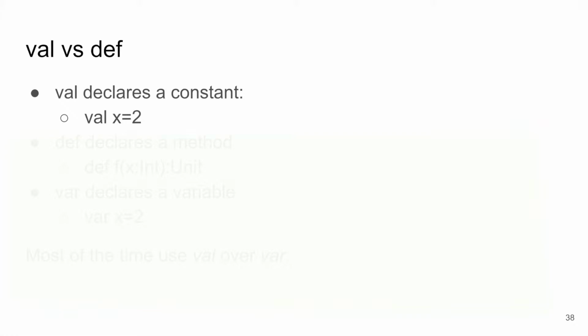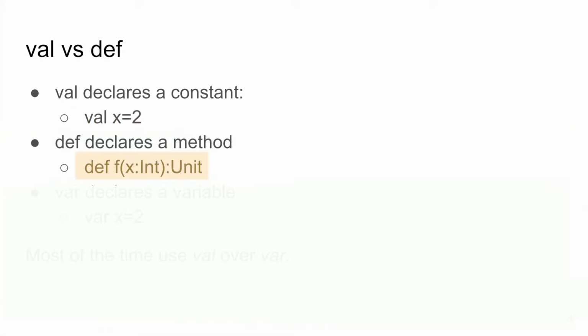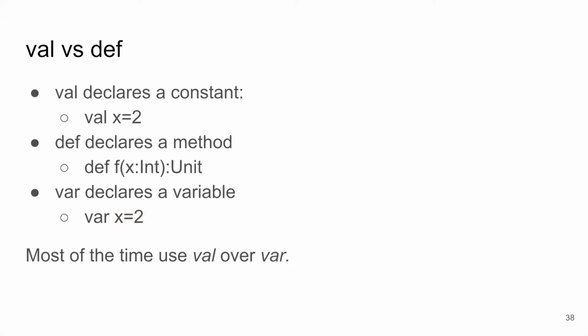Here are the differences between vals and defs. You declare a constant value using val, a method using def, and a variable using var. Most of the time you can use val over var. However, there will be times where performance is critical and you may choose to use mutable structures and variables.